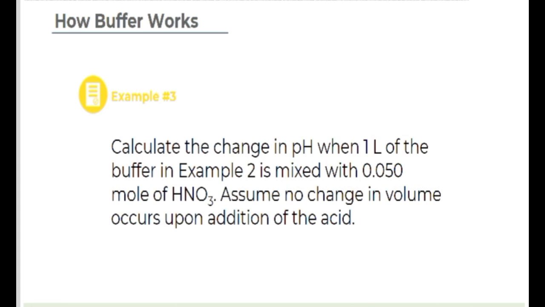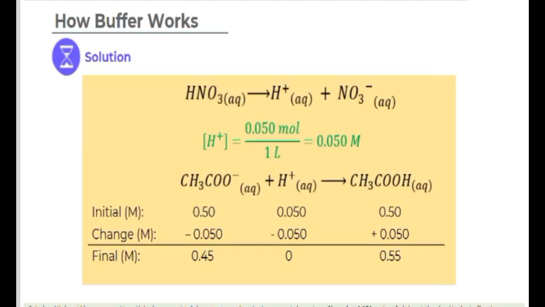Example number 3. Let's investigate quantitatively how the pH of buffers changes in the presence of small amounts of an acid or a base. So, let us calculate the change in pH when 1 liter of the buffer in example 2 is mixed with 0.050 moles of nitric acid. Assume no change in volume occurs upon addition of the acid. So, solution.